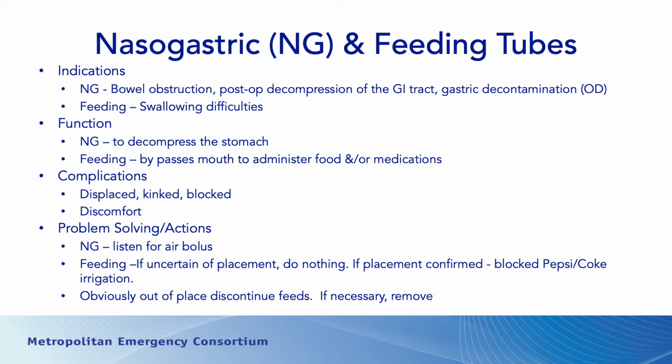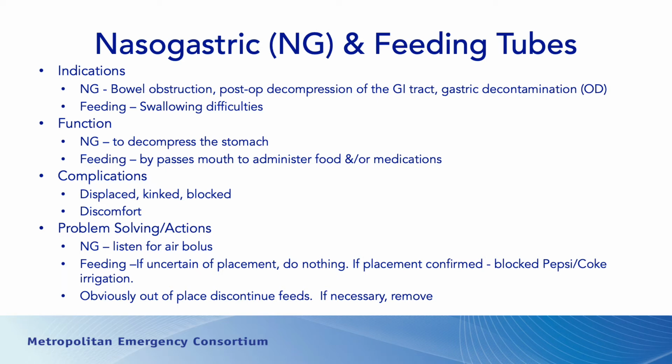So what do you do to problem solve? Well, for a nasogastric tube, if you're worried about its position, you can listen for an air bolus over the epigastric area. So you take a Toomey syringe, an irrigation syringe, and you push some air through it while somebody else is listening with their stethoscope over the epigastric area, and you should hear a bubbling noise.